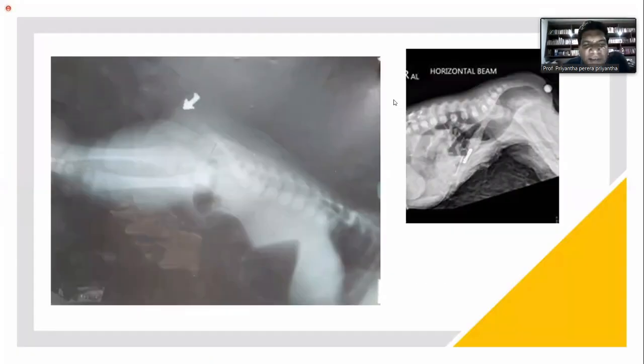This X-ray was taken because an abnormality was noted during neonatal examination. What was the abnormality noted? Why was this X-ray taken? Can somebody tell? What was the indication to do this X-ray?